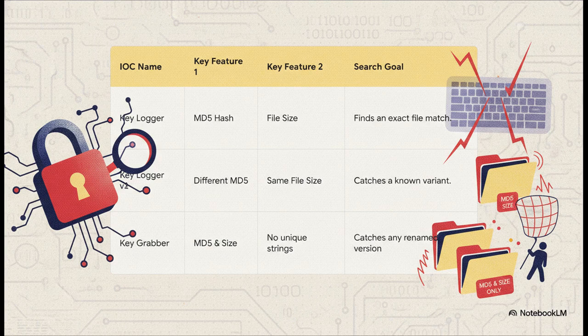Okay, now this is where the real detective work begins. We've got 3 different clues, 3 IOCs, all designed to find a keylogger. The first one is looking for a perfect match, a specific MD5 hash and a specific file size. The second one is a bit smarter. It hunts for a known variant by looking for that same file size even if the hash is different. And the third one, the key grabber, casts the widest net. It totally ignores the file name and just looks for the MD5 and size, which means it can catch the malware even if a hacker tries to disguise it.